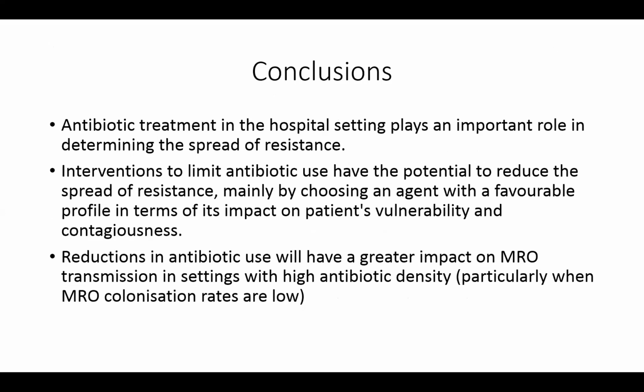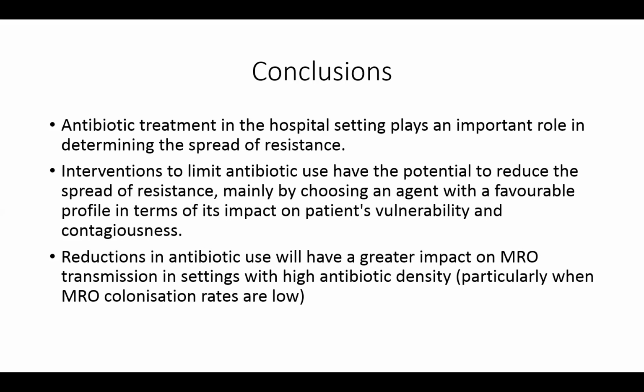So the conclusions from this is that antibiotic treatment in the hospital setting plays an important role in determining the spread of resistance. And if you've got interventions to limit antibiotic use, you have the potential to reduce the spread of resistance. But this is going to be predominantly by choosing an agent that has a favourable profile. And that was what we were talking about before, the V and the C, the vulnerability and contagiousness.